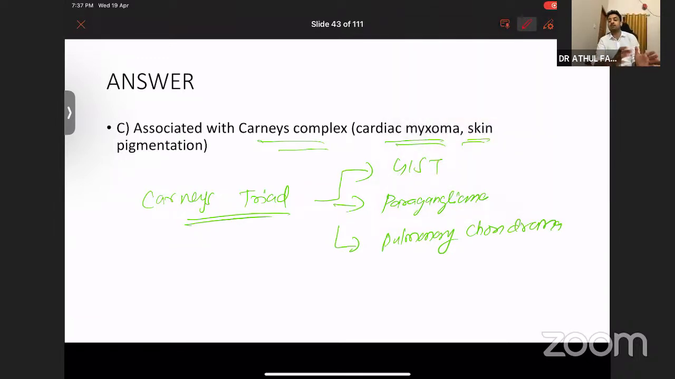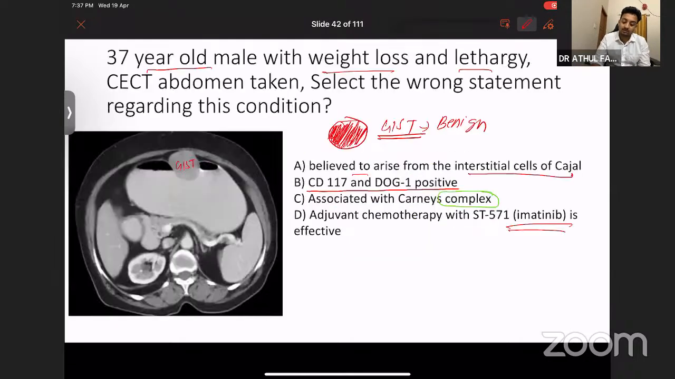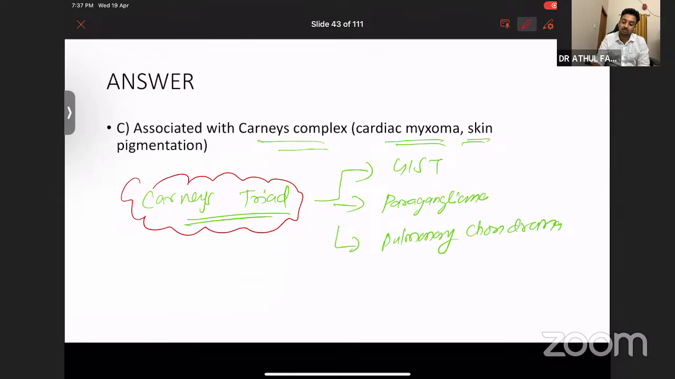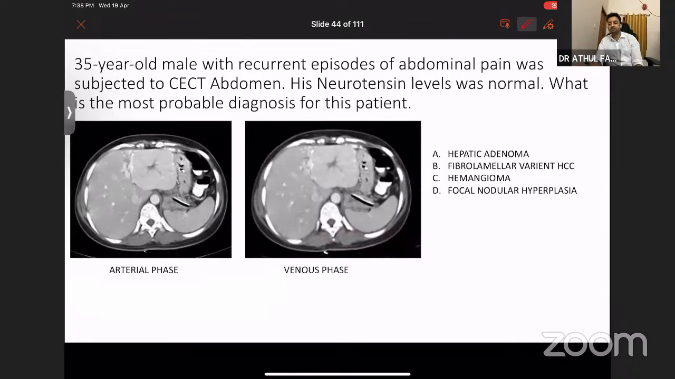So that is why it is wrong. Carney complex is another condition. Carney triad is another condition. Both are very much different. So you should be very thorough with Carney triad and the features of Carney triad. This is how GIST is seen in CT. It will be very smooth. It is associated with DOG1 and CD117. You can start imagining adjuvant chemo for the patient. All these are correct. The wrong statement was association with Carney complex. Carney complex is associated with cardiac myxoma as well as skin pigmentation anomalies like that.